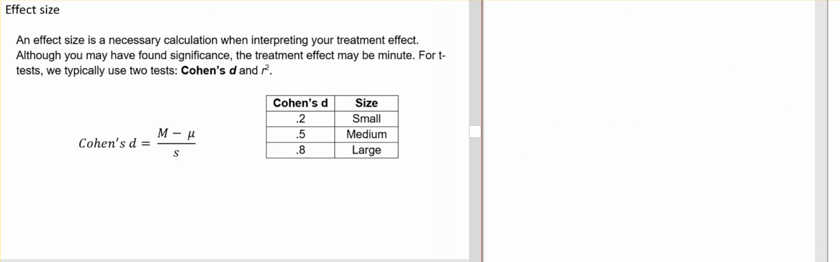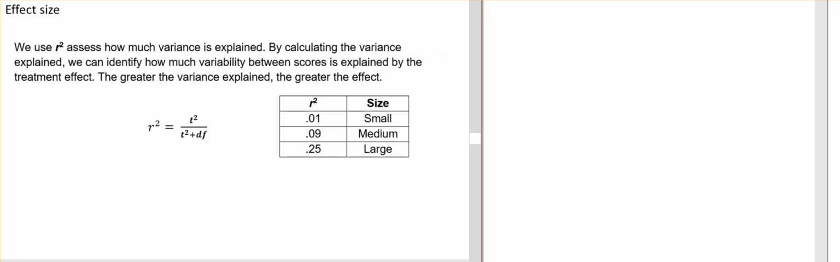Not only do we want to know if there's a difference between our population mean and our sample mean, we also want to know how large the difference is, the magnitude of the difference, and that's what the effect size gives you. It may be a statistically significant difference, but is it small, medium, or large? And there's another way in which you can calculate the effect size, and this is R square.